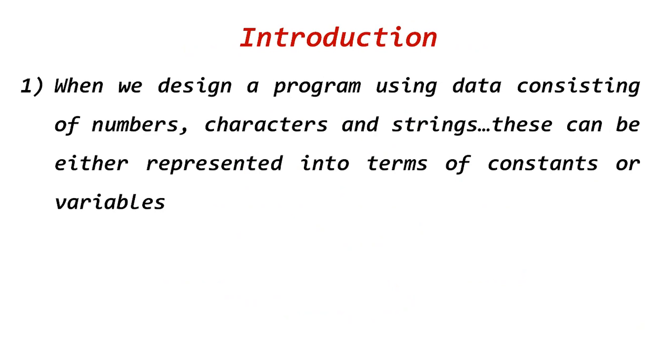Introduction about the topic. When we design a program using data consisting of numbers, characters, and strings, these can be either represented in terms of constants or variables. Only two categories are there basically. One is constant and second is variable. Let's continue with this content.